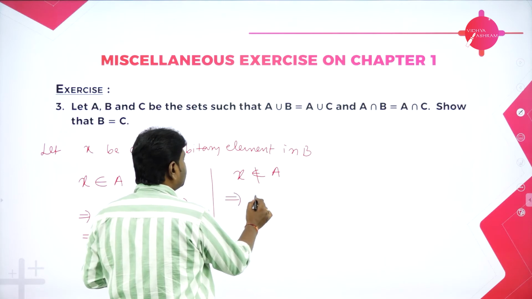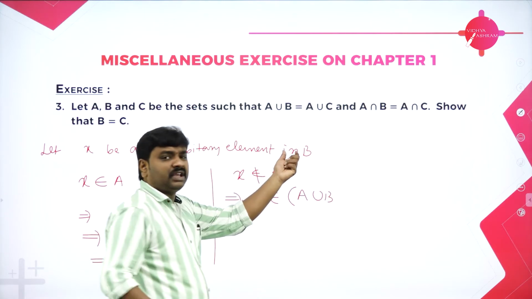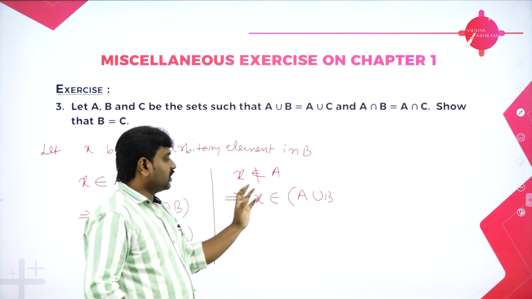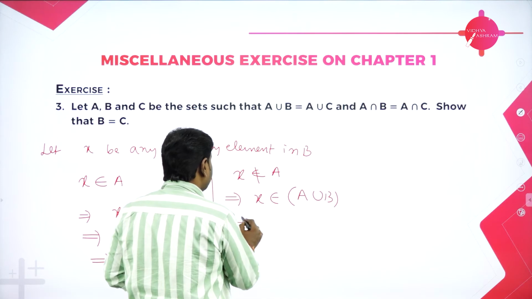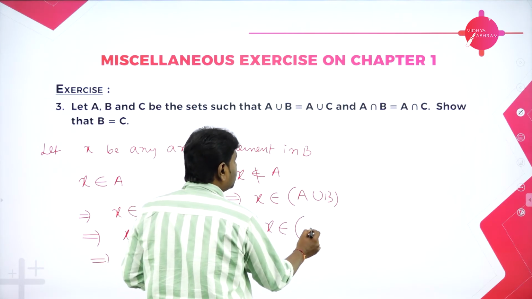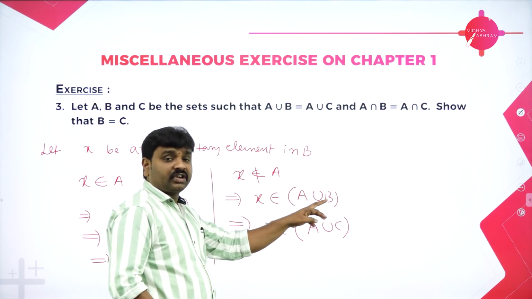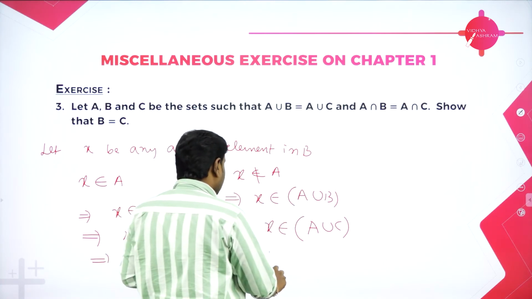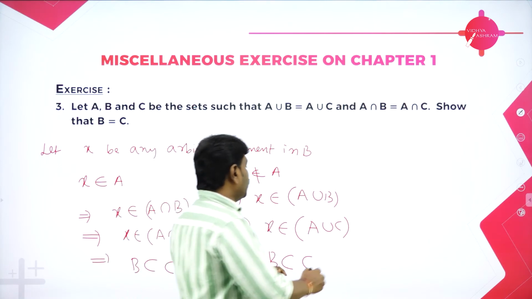And the other way is, say I will say X does not belong to A. That implies X belongs to what? A union B, because it is already in B. But you know A union B they gave is same as what? A union C they told. X is in combination of A and C, means again conclusion is B is in C.